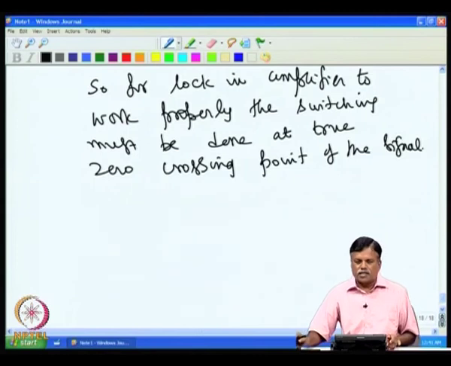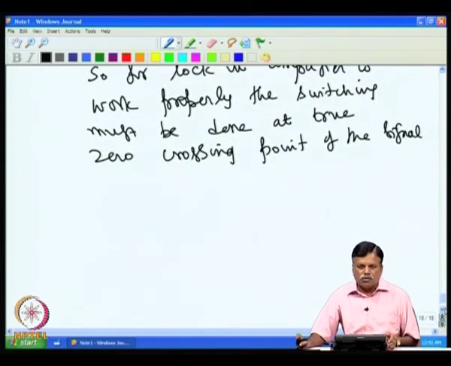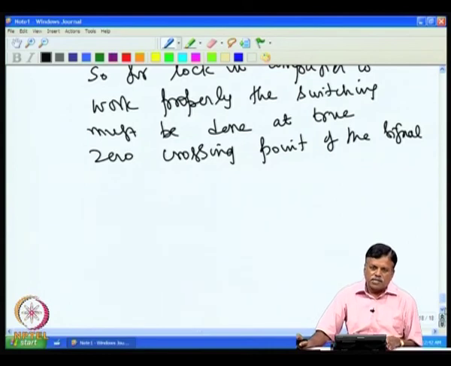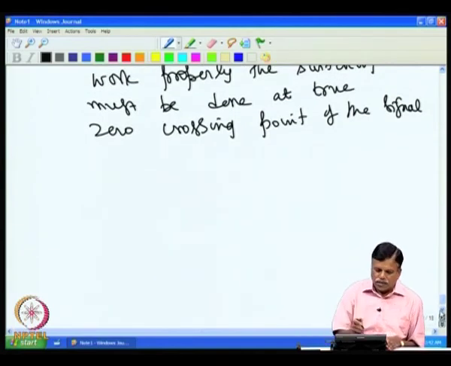Then only the lock-in amplifier can be useful. Now, of course, we set here only one cycle switching, that is, positive half cycle alone we are switching and negative half cycle we are not switching. We can also do it in both cycles, plus and minus, and reverse the signal and put it in both sides, so that still averaging can be done for both positive and negative.